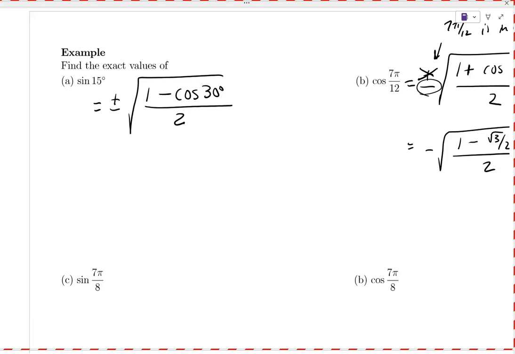Do I want to use the positive or do I want to use the negative in this case? To determine if I'm using the plus or the minus, what do I look at? The quadrant the 15 is in, right? 15 is in quadrant 1, so we'll use positive. Good, exactly right. So we're going to cross out the minus sign, and again, that's because 15 degrees is in quadrant 1. So it's the square root of 1 minus cosine of 30, which is root 3 over 2.